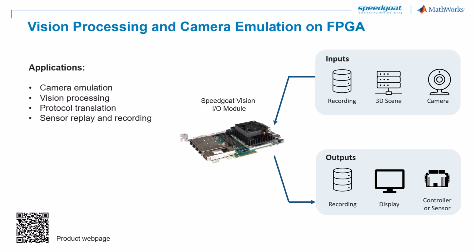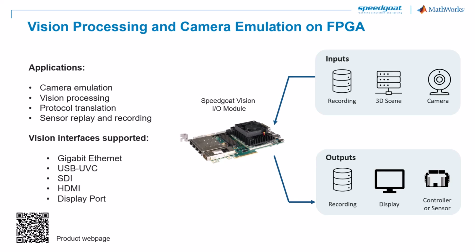The vision algorithm is actually running on an FPGA, our real-time vision processing I/O module. It supports various vision interfaces such as USB UVC, GigE Vision, SDI, and HDMI. With clock rates in the range of hundreds of megahertz, it allows you to process high-resolution, high-frame-rate video streams in real time. It can read in or emulate multiple cameras simultaneously, record and replay files, and is fully Simulink programmable.